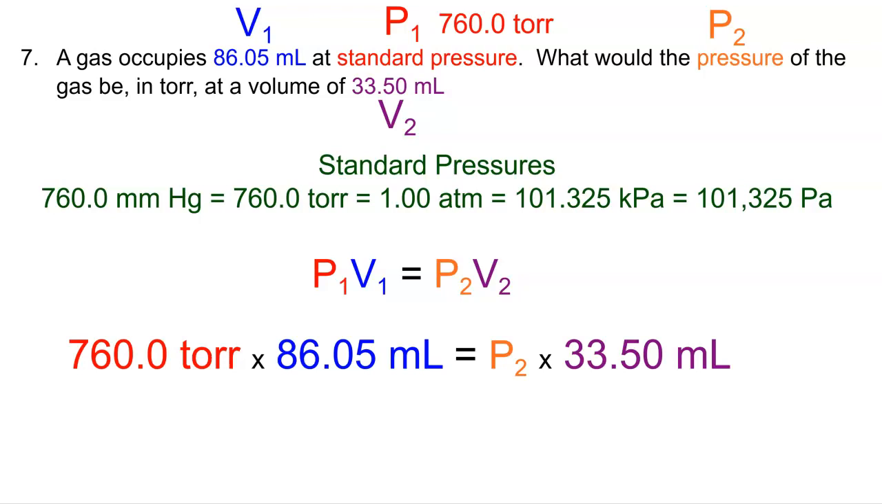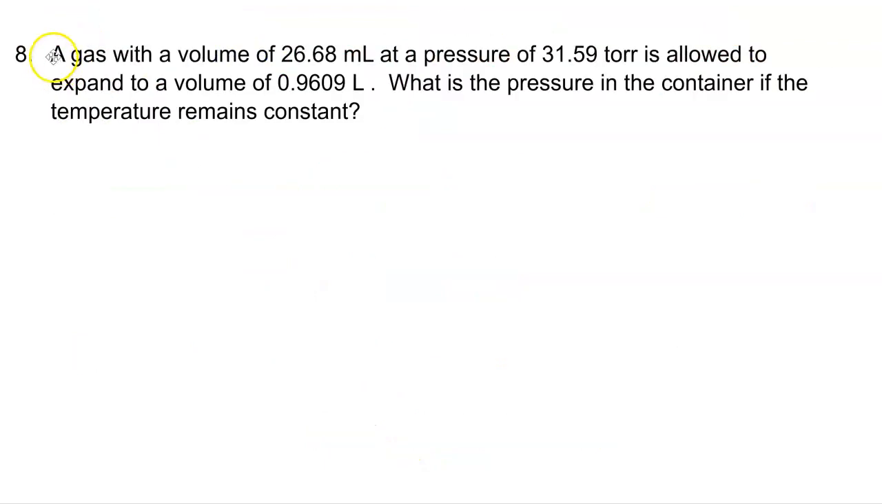Pause your video and do the math on your calculator, and then restart and check your answer. Okay, you should have gotten 1952.18 torr. Okay, example number 8, which I believe is the last example in Boyle's Law calculations. Please take a moment to pause this video and label your numbers so that you are in good practice of labeling P's, V's, and T's.